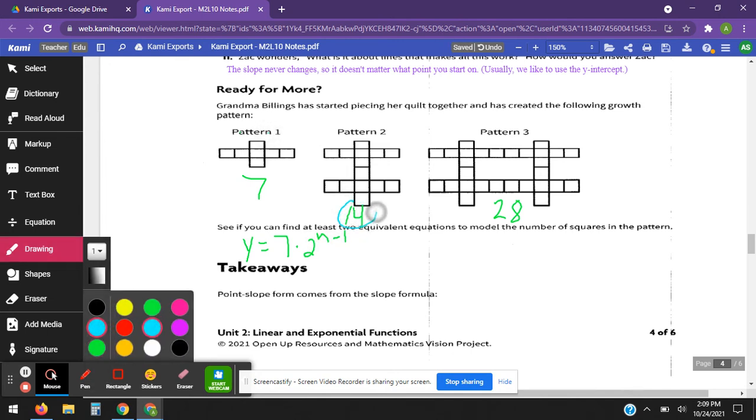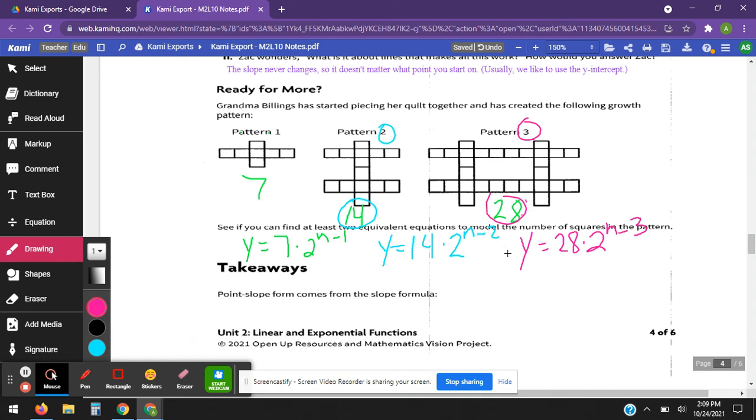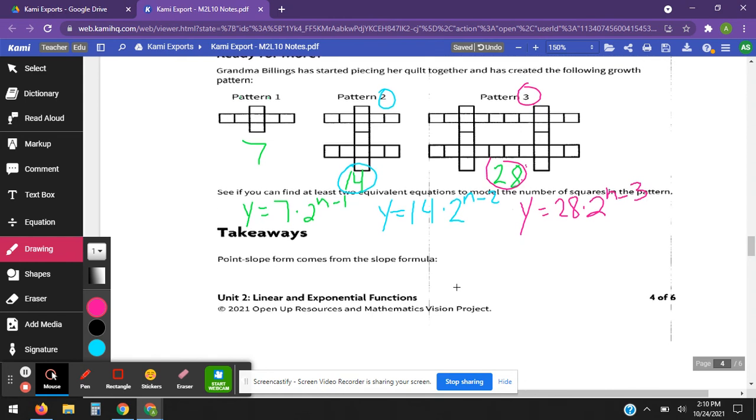But if we want to do the 14 one, then we have 14 times 2 to the n minus 2 this time. And if we want to do pattern 3, we would have to do 28 times 2 to the n minus 3, because we don't want to start that doubling until the fourth pattern. So that's one way you can show it with the geometrics. So it's not quite the same, but kind of.